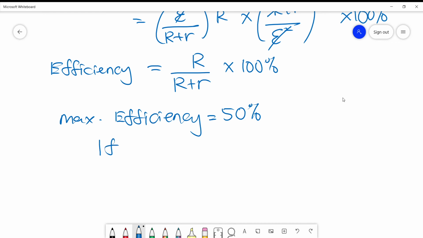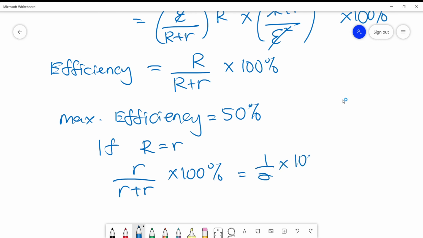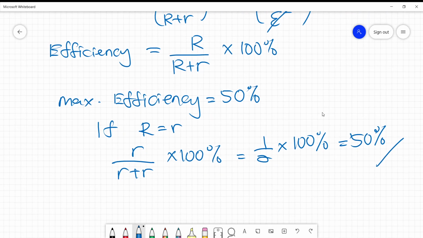In this condition, the external resistance is equal to the internal resistance. So what I get for R divided by R plus R times 100%, this is 1 over 2, so 1 over 2 times 100%, so we get 50%. So this is the maximum efficiency that occurs.